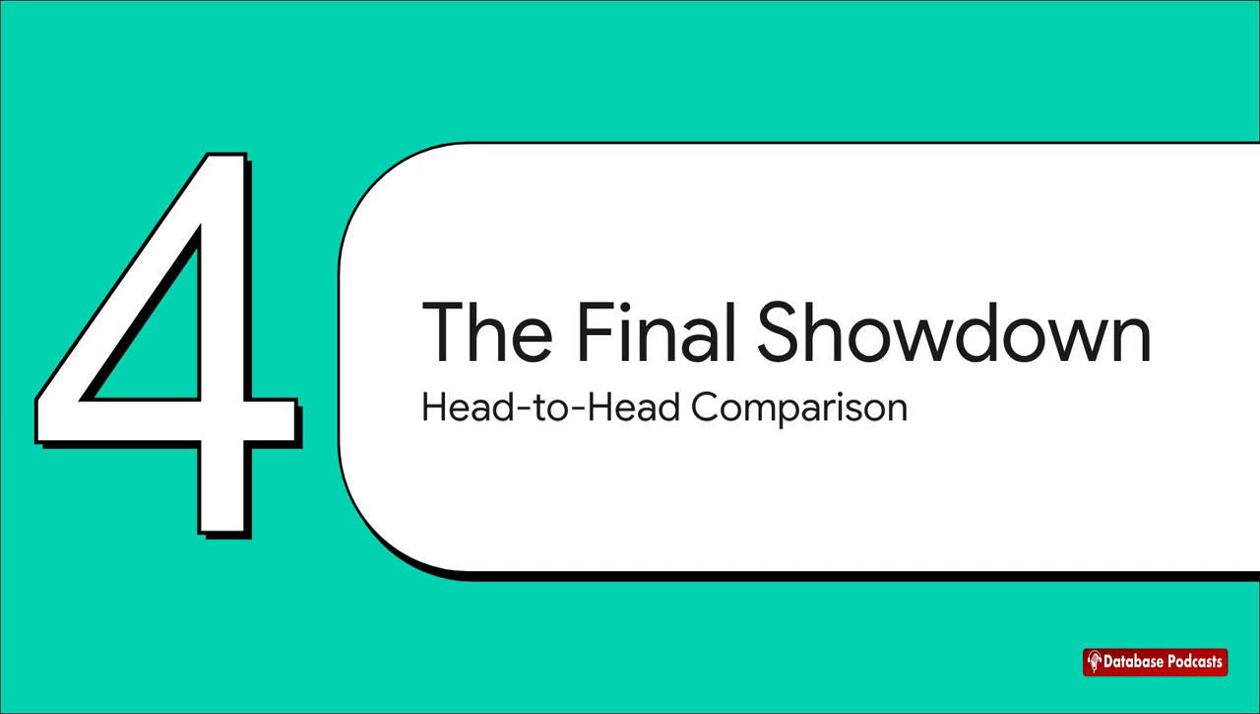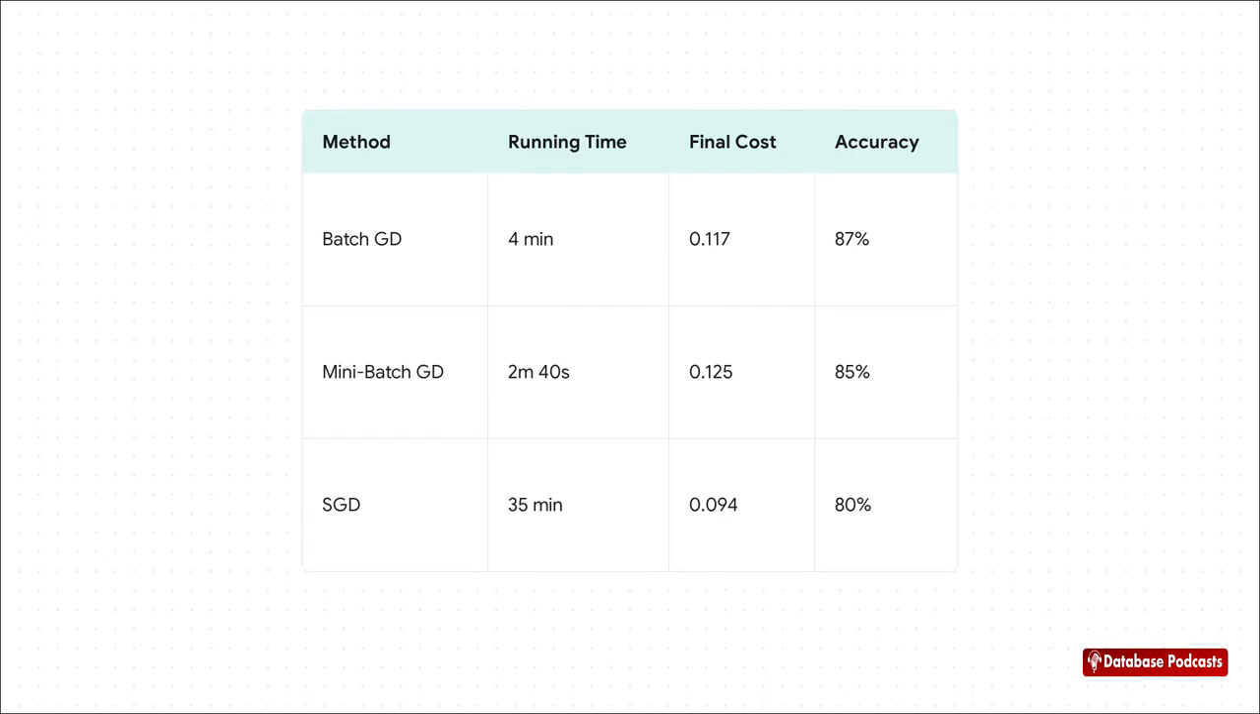Okay, so we've talked theory, we've used our mountain analogy. Now, let's look at some cold, hard numbers and see how these three methods actually stack up in a real-world test. Check this out. This table shows the results from training a model on an image dataset for 100 passes. Look at mini-batch. It hits a solid 85% accuracy in just under 3 minutes. Batch GD gets a little more accurate, but it takes longer. And then there's SGD. It's the slowest by a huge margin, taking 35 minutes just to get to 80% accuracy.